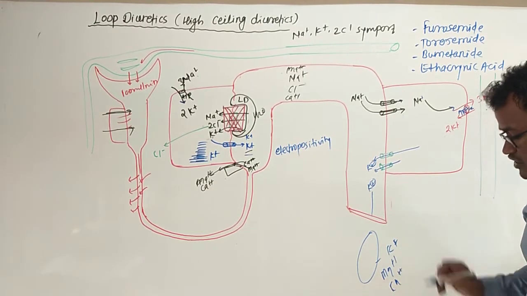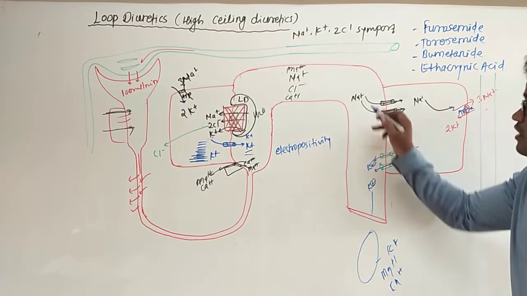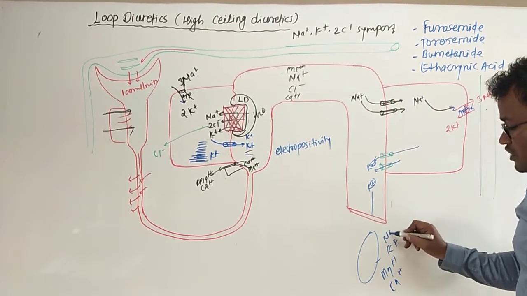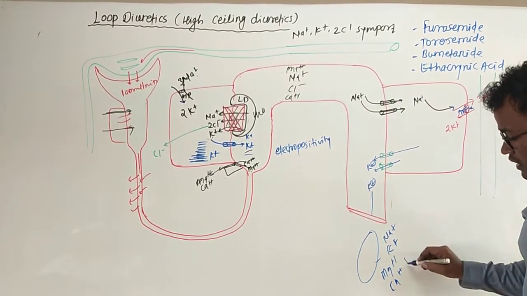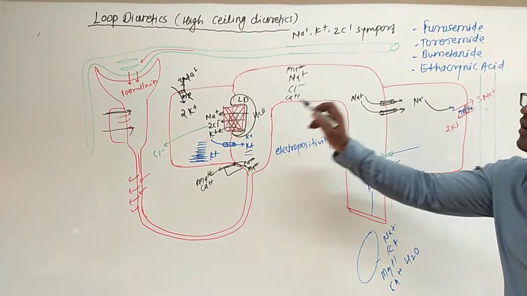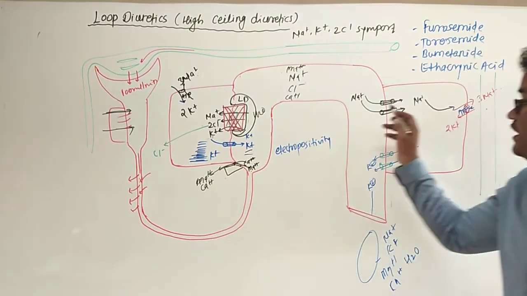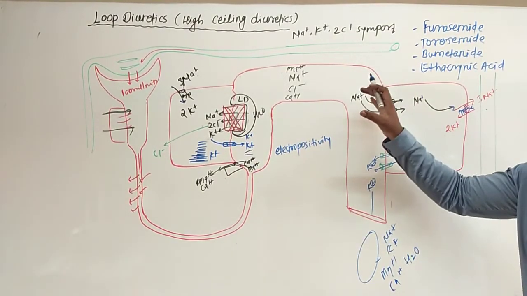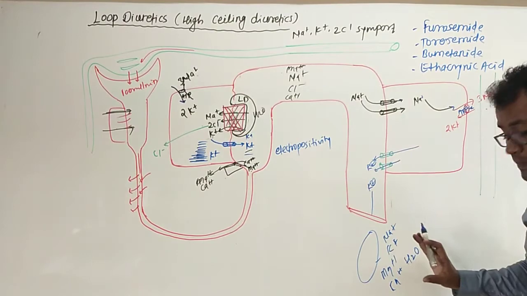Calcium and magnesium are also present. Next, similarly, the maximum amount of sodium is also present in the urine. Similarly, water is also present in the urine, because the maximum amount of sodium is reabsorbed here, next here, and a little amount is here. But not all the sodium present in the filtrate is absorbed here.